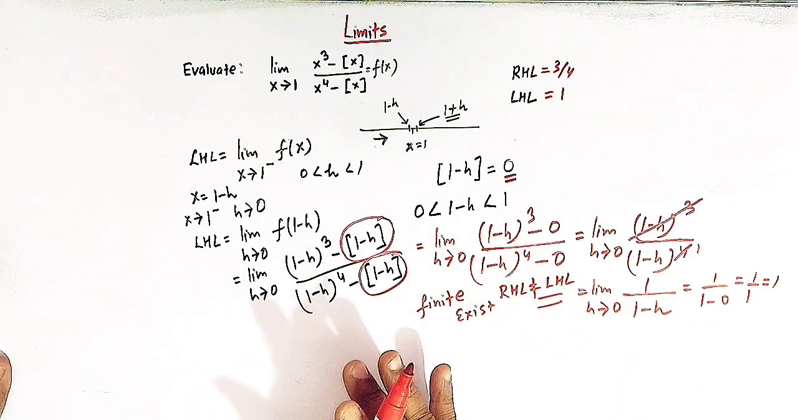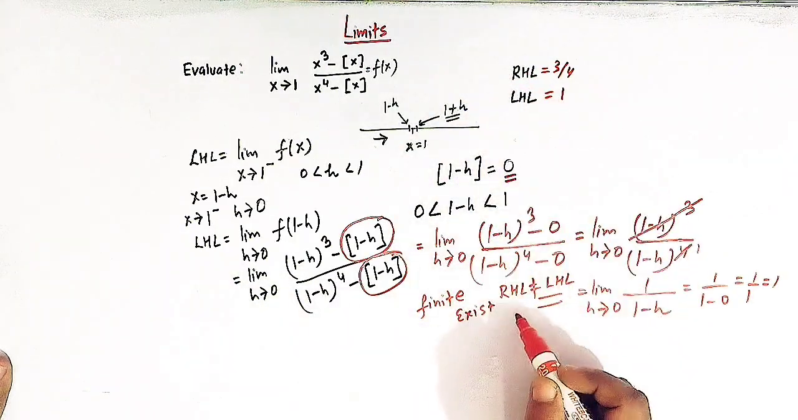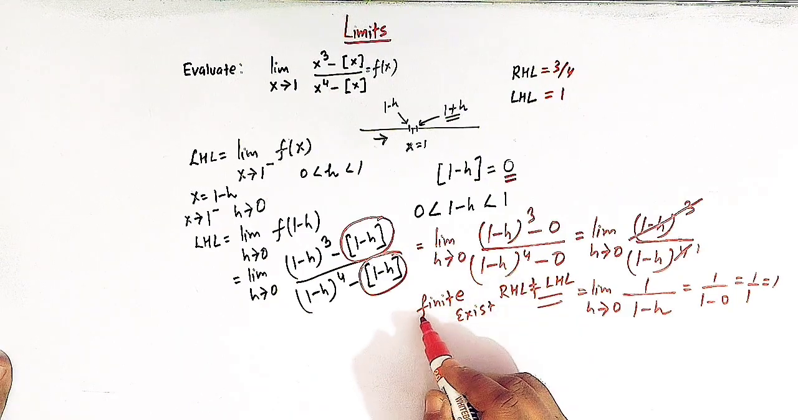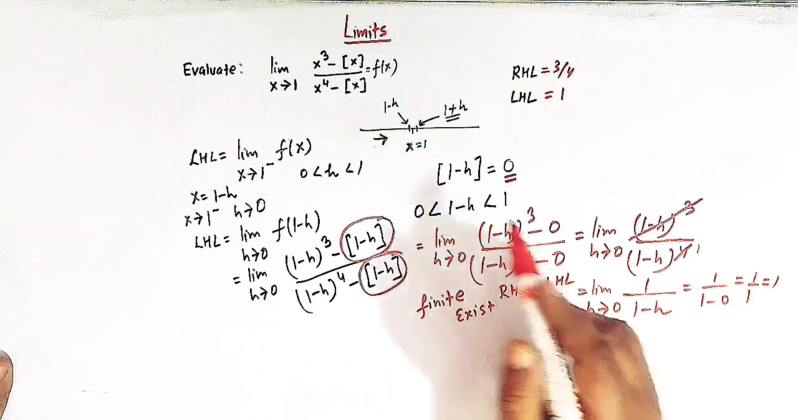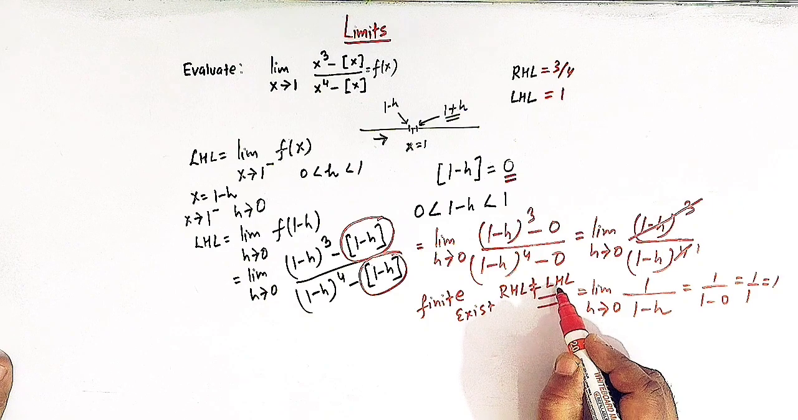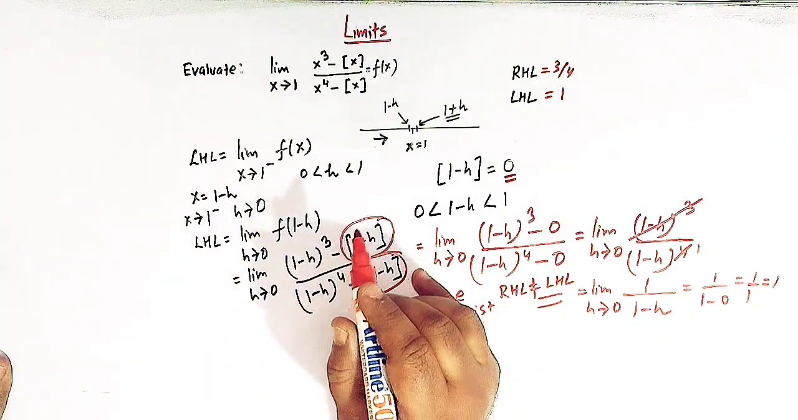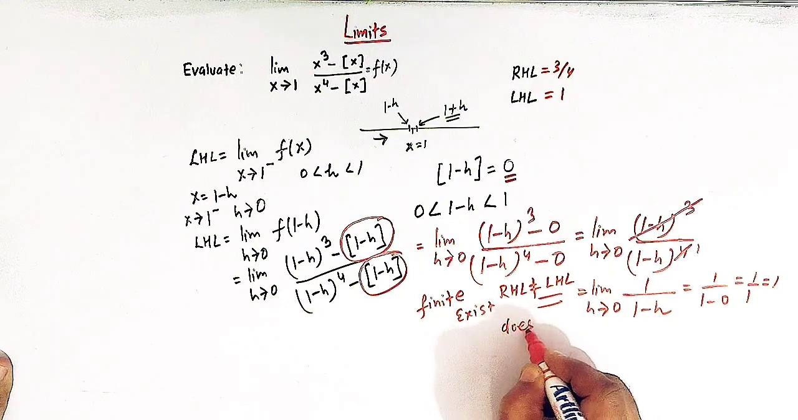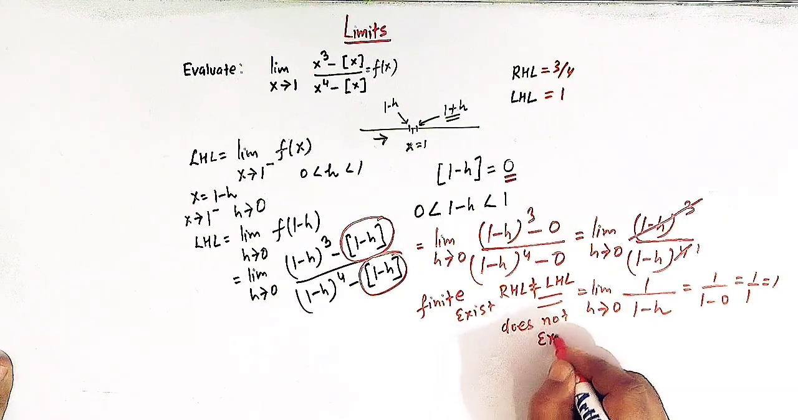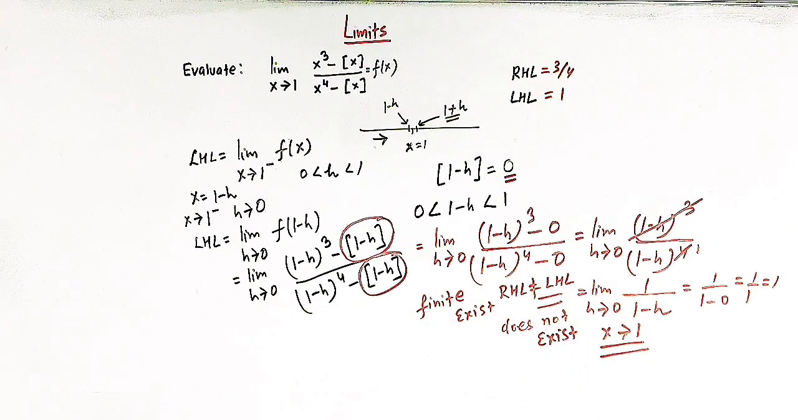And the condition for a limit to exist is that the right hand limit and the left hand limit should be equal to each other. Besides, they must be finite and they must exist, right? So in this case, the right hand limit and left hand limit, although they are finite and exist, are not equal to each other. So we can claim that the limit of this function does not exist when x tends to 1, right? So this is how we can solve these type of problems.